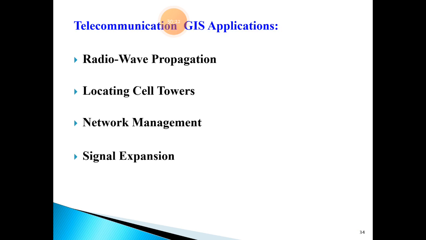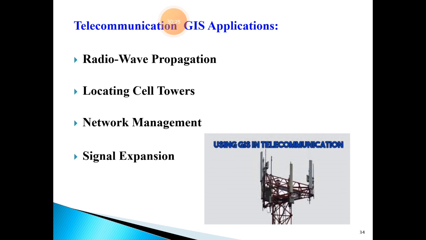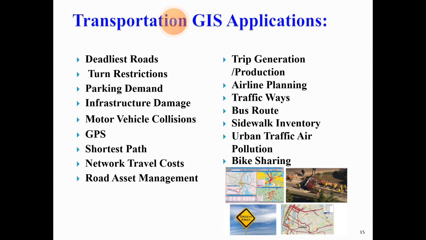GIS is also used in the field of telecommunication. It is used to estimate the wavelength of radio waves for propagation of any information, to locate the cell towers of a place. It is used to manage the network and to plan the fiber optic cables and their capacity, and also to monitor the signal expansion such as Wi-Fi signals and hotspot signals.